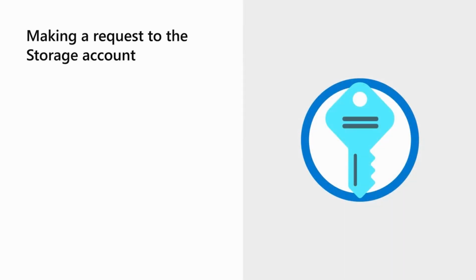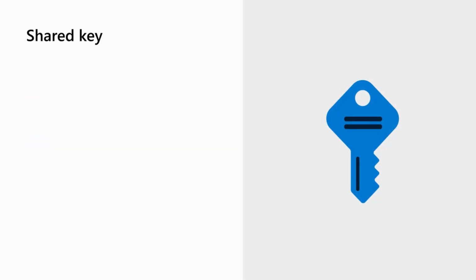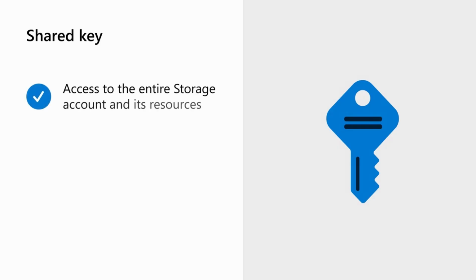When making a request to the Azure Storage account, the client includes the shared key as part of the request headers or query parameters. The server then verifies the shared key and grants access. Using the shared key, you can authenticate and enable access to the entire storage account and all its resources, such as containers, blobs, tables, and queues.